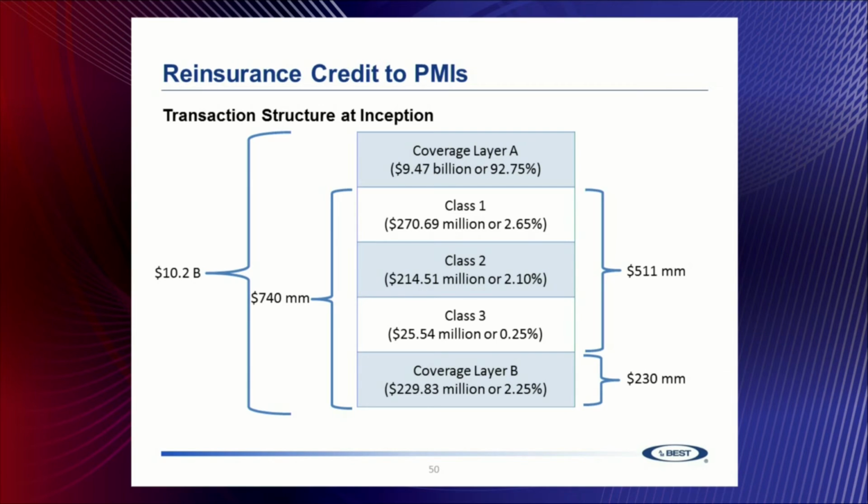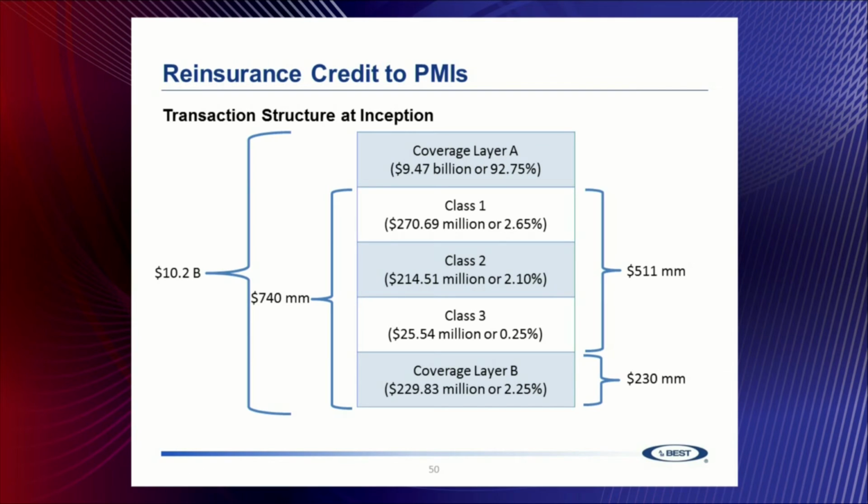To refresh your memory, this is the transaction structure. We begin with a risk in force of 10.2 billion. The note balance initially is 511 million. The first loss position is 230 million. And the coverage level A has 9.47 billion.